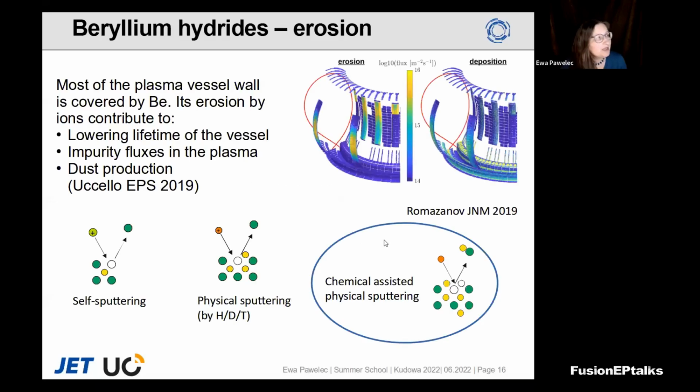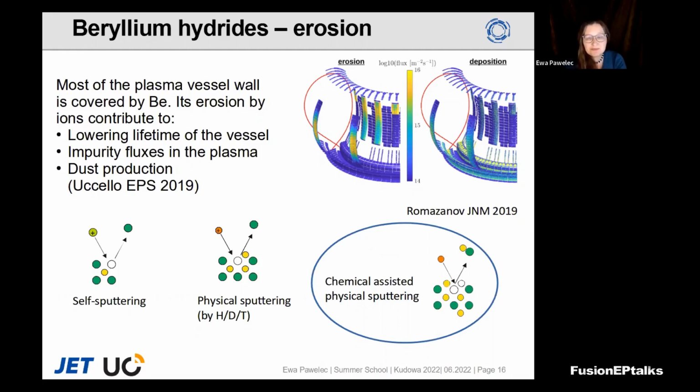In the case of beryllium hydride, it tells us about erosion. You see, in a fusion machine like JET, which is covered by beryllium, the erosion of the wall is very, very strong. Namely, in a carbon machine, it's even worse. Beryllium is eroding, but not as much as carbon. Still, we have erosion and redeposition of the beryllium during the pulse, during different phases of the pulse.